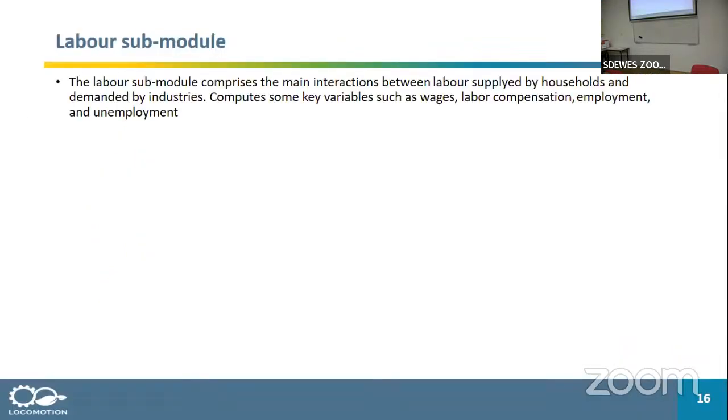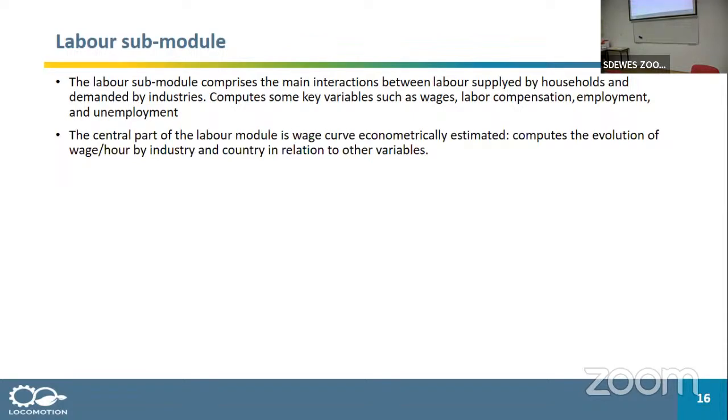The labor module. Basically, the labor module captures the relations between the supply of labor that is supplied by the households and the demand by the industries, and computes key variables like the wages, the labor compensation that is part of the GDP, the employment, and unemployment, etc. The central part of this labor model is a wage curve, which has also been automatically estimated by LOCOMOTION. It computes the evolution of the wage per hour in each industry, how much we pay in an industry of specific countries, for example the car industry in Spain, for 1 hour of work, in relation to other variables.